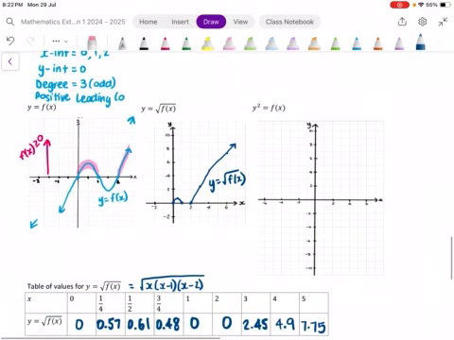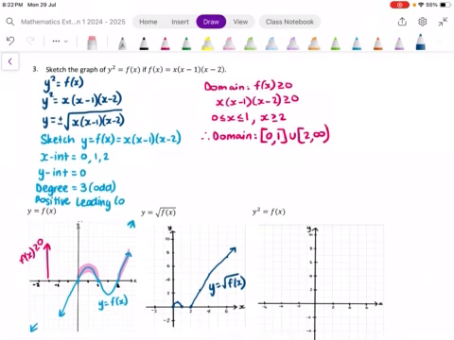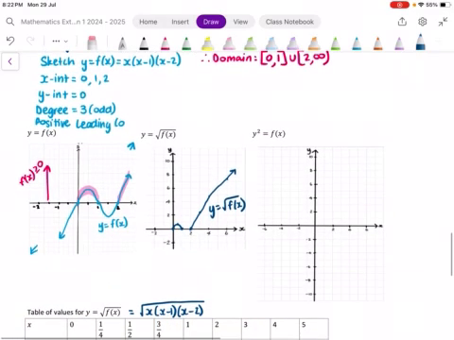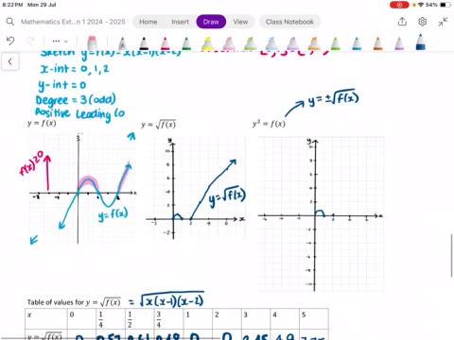Oh yes, Murphy, one more graph to go, I know. Our last one is we actually wanted to sketch the graph of y squared equals f(x). So when we have y squared equals f(x), that is when we have y equals plus or minus the square root of f(x). So we want what's above our axis that we just drew, 2.45, 4 is at 4.9, and 5 is at 7.75, like so.